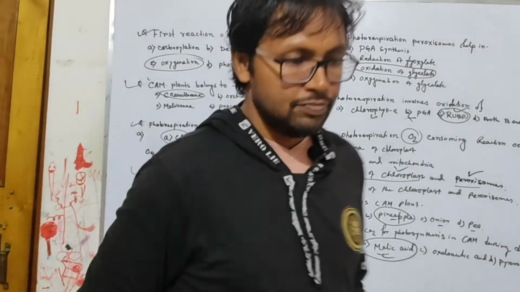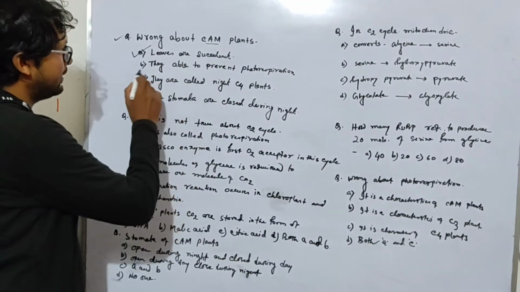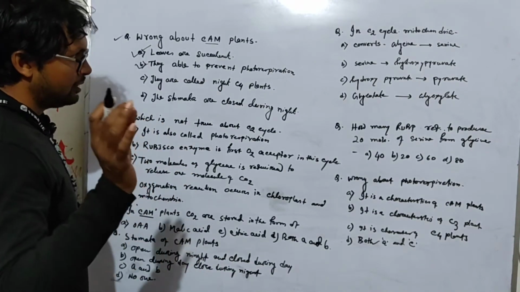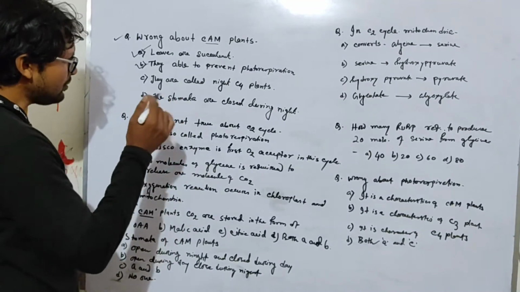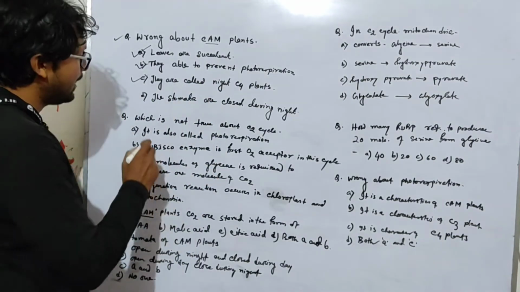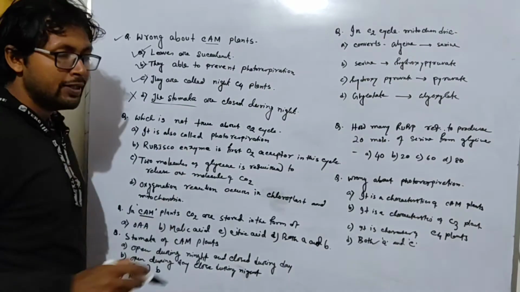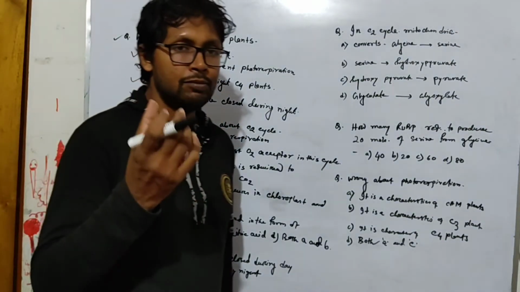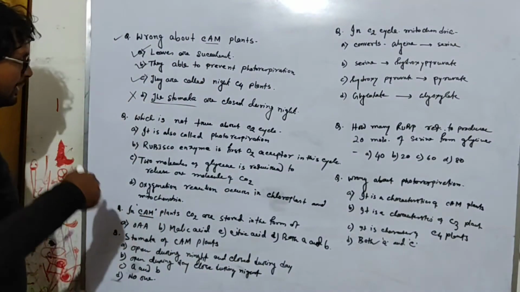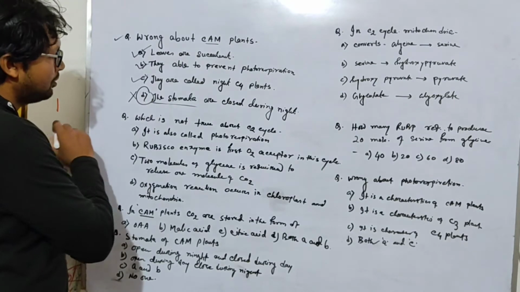So these are the questions. CAM and C4 plants are able to prevent photorespiration due to the PEP carboxylase enzyme and their special traits. They are called night C4 plants, is that also right? CAM plants are called night C4 plants, and the stomata are closed during the night. No, this is not right. Stomata are open during the night, so carbon dioxide absorption occurs during the night, and malic acid formation takes place, which is utilized during the daytime. So this statement is wrong, and this will be the answer.